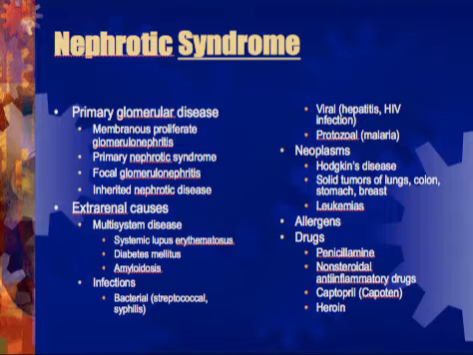Extrarenal causes: systemic lupus can cause it, diabetes, amyloidosis, infections of all sorts, and we know glomerular disease processes are caused by all sorts of bacteria, viruses, protozoa. It can be caused by neoplasms such as Hodgkin's disease, solid tumors of the lungs, colon, stomach, breast, leukemias, allergens. Some of the drugs are down here.